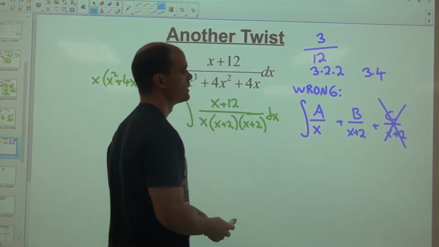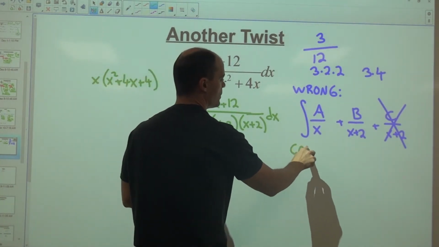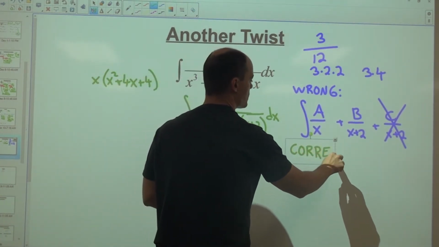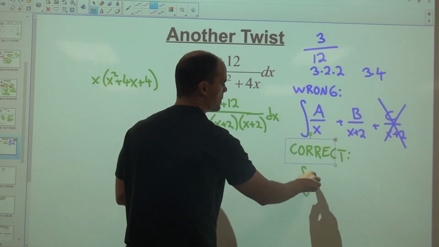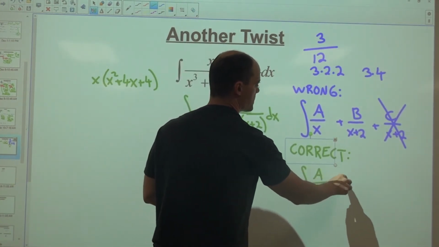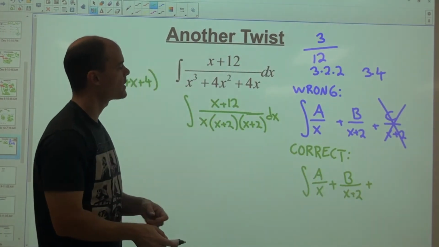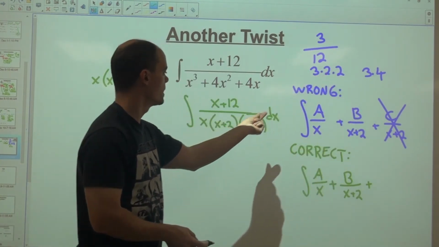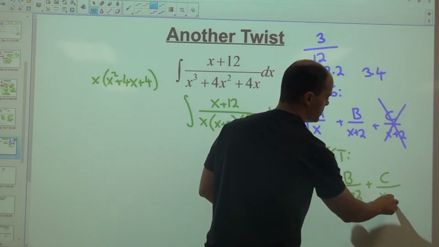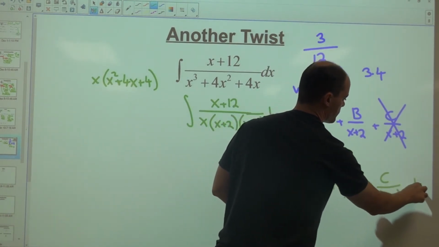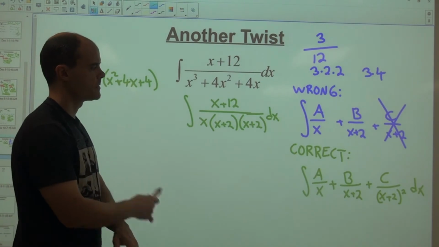So I don't want another x plus 2. What I want instead, my correct partial fractions, is going to relate back to how I used that 4 up there. I'm still going to use a over x. I'm still going to use b over x plus 2. But my next unique factor would be the combination of these 2 things. In this case, x plus 2 quantity squared. This would be a unique factor of this product.